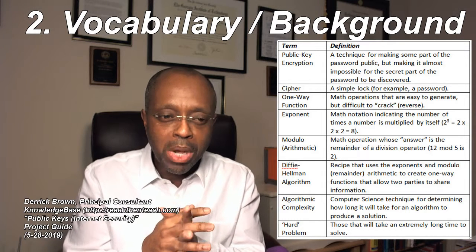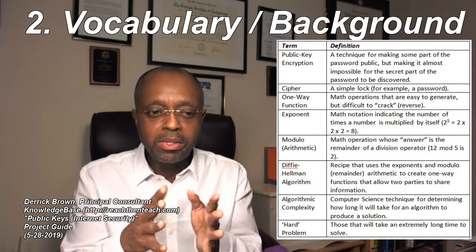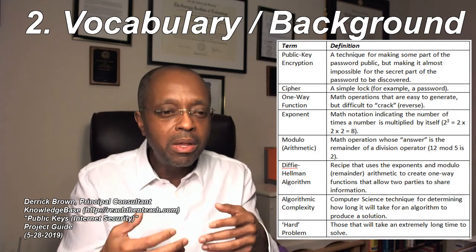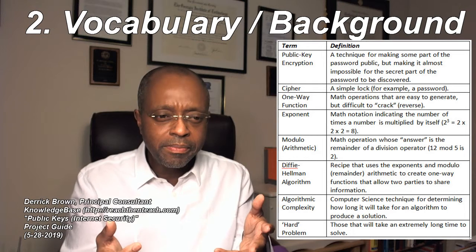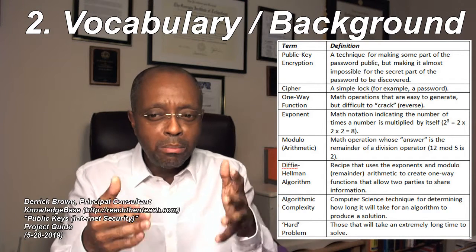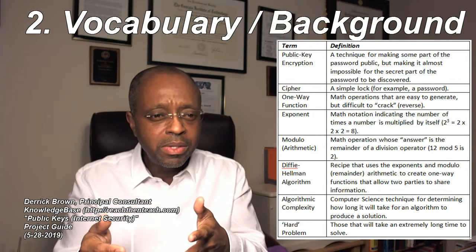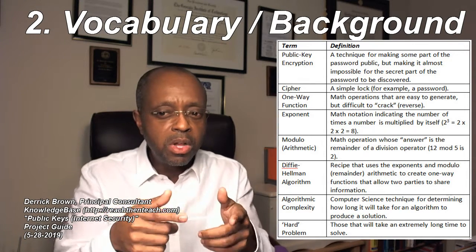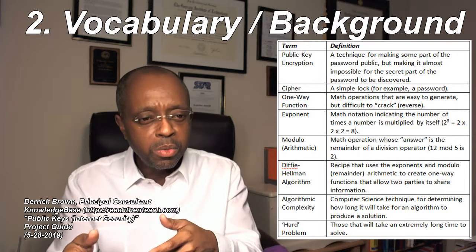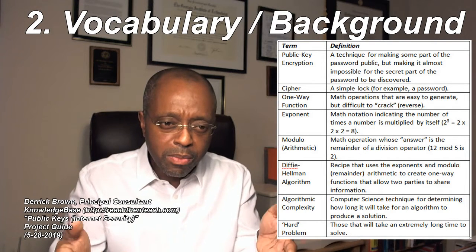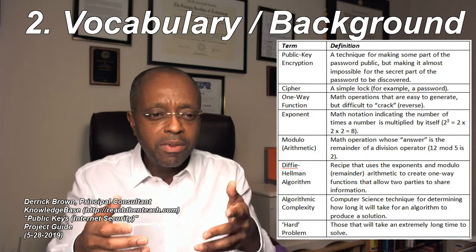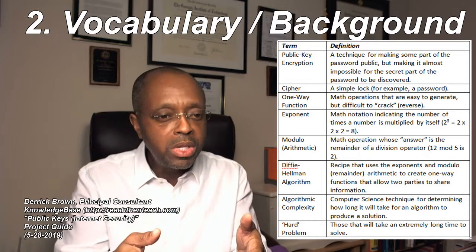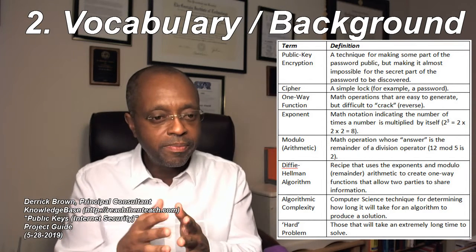Next up is modulo arithmetic. This is a math operation whose answer is the remainder of good old division. So 12 mod 5 is a quotient of 2 and a remainder of 2. So 12 mod 5 is 2. 13 mod 5 might be a little better example. 13 mod 5 gives us a quotient of 2, a remainder of 3. So 13 mod 5 is 3.